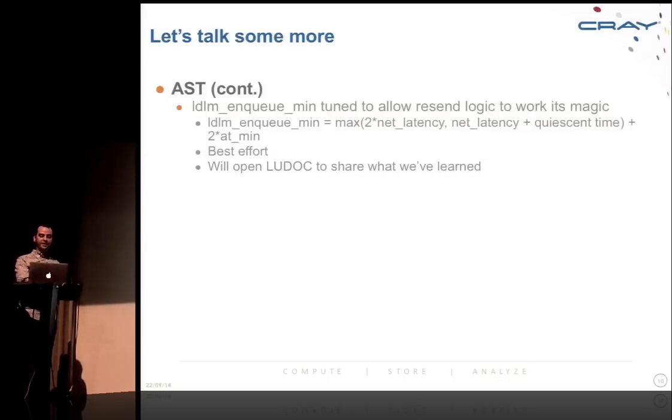So in order to do that, you have this little formula that tells you where you want your enqueue_min. Now in Cray's case, we have a network that can be quiesced, so we need to account for that as well. But of course, this is a best effort thing. Like I said, we can't wait forever, and it's a balancing act between allowing this resend logic to work and also being able to detect malicious clients or bugs in code where clients are holding onto resources when they should release them.